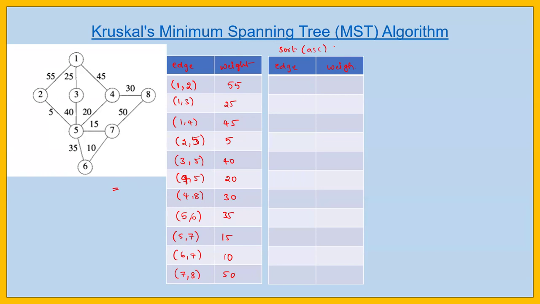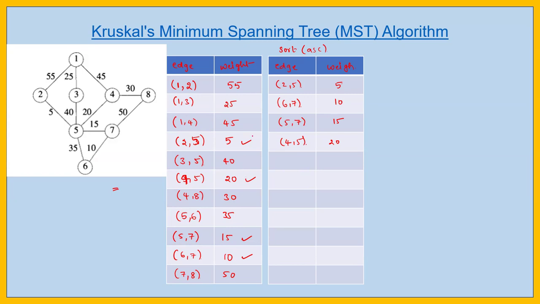What is the first smallest weight? This is 5. I am going to write this weight as 5, and the edge is 2 comma 5. So this one is completed. Next is the next smallest, 10. So weight is 10 and edge is 6 comma 7. Next, third one is 15, and its edge is 5 comma 7. Next, 20 is the next weight, and its edge is 4 comma 5.